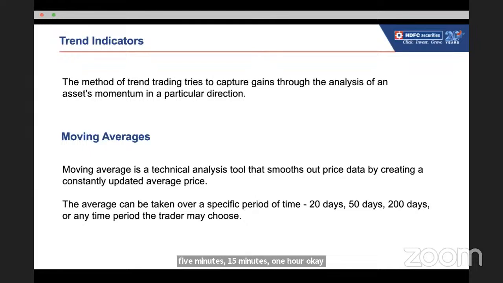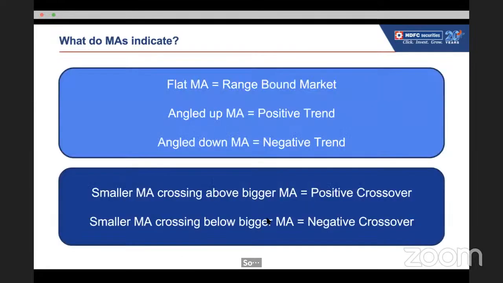So moving averages will tell you nothing but direction. Okay, so what do we clearly learn from this? If the moving average is flat, it means that the market is range bound. Okay, it is a consolidating market.